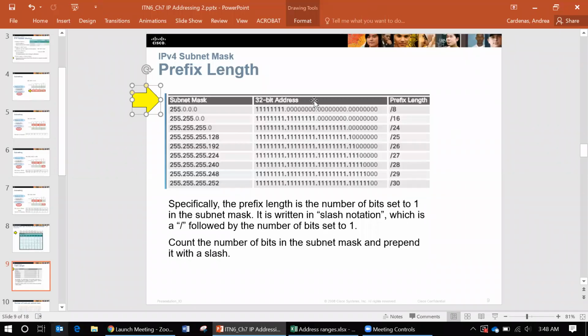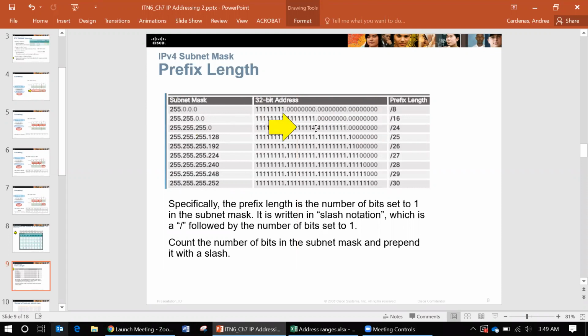This is another representation of the same thing. Here is a /8. That means that 8 bits are on and all the rest are off. So that means that it's 255 and then all zeros. A /16 means there's 16 ones and 16 zeros. So it's 255, 255, 0, 0.